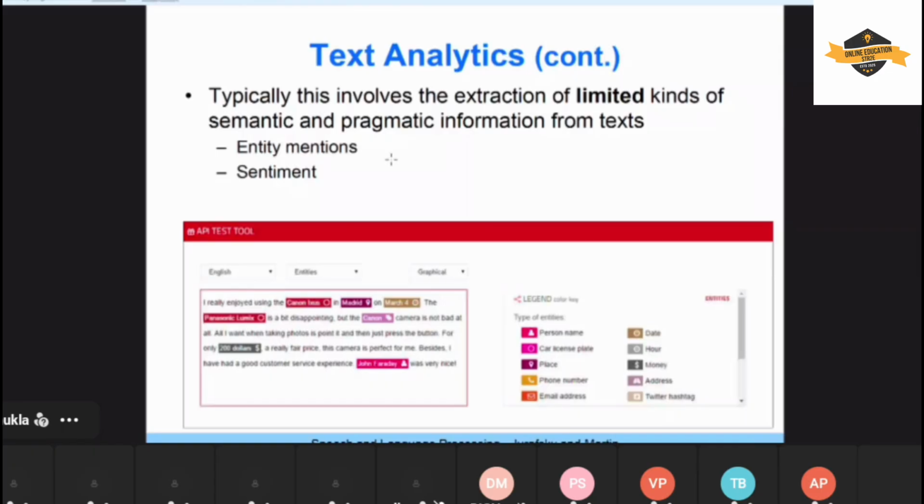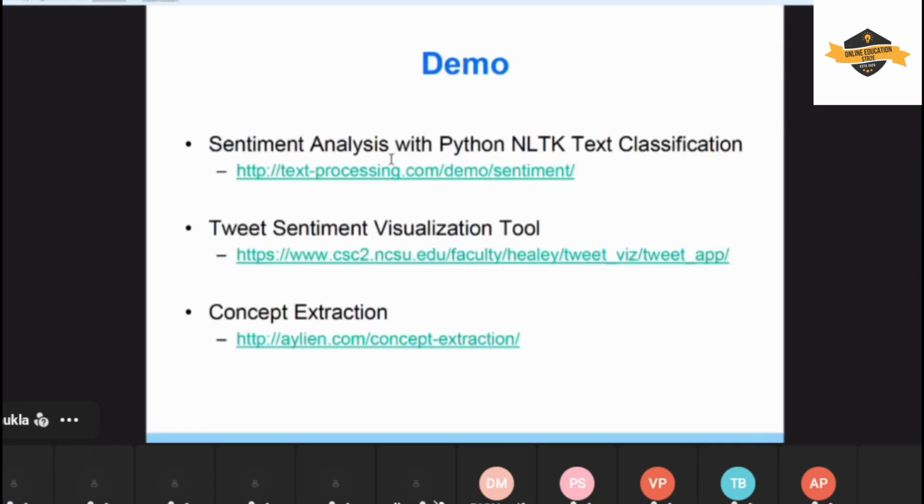Now another thing is that there are certain demos also available in these slides. Maybe afterwards I can share these slides with you, and you can use these demos and see how these tools are working, and how they are using the concept of NLP also.